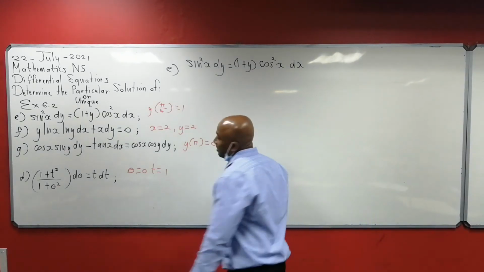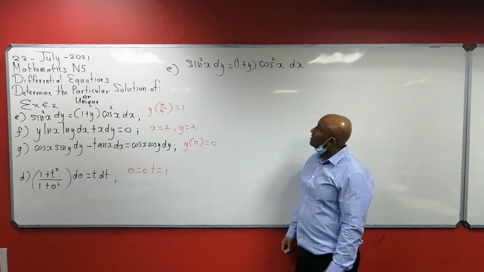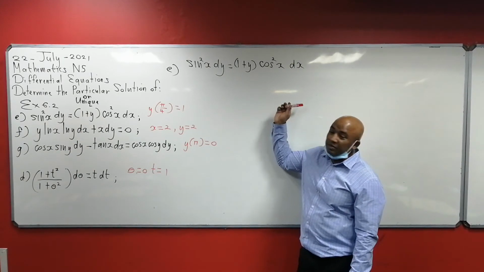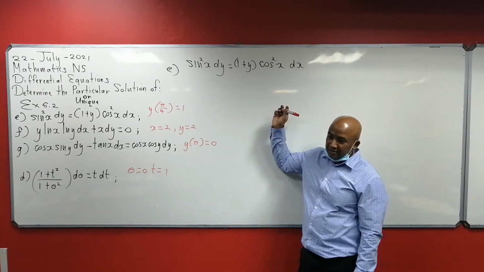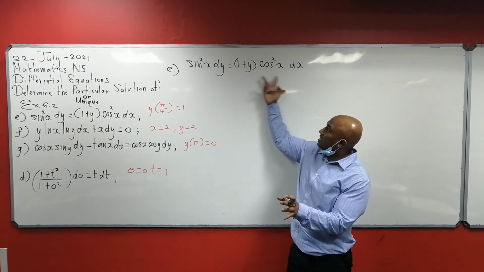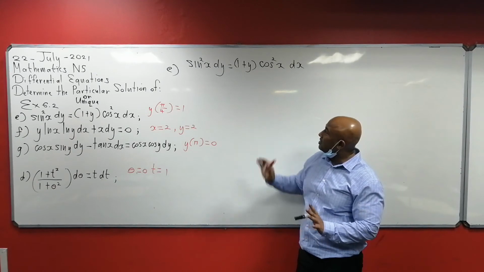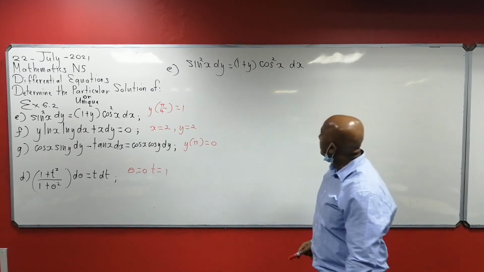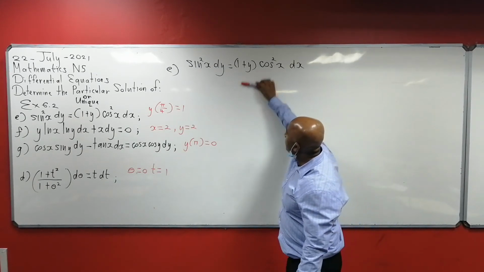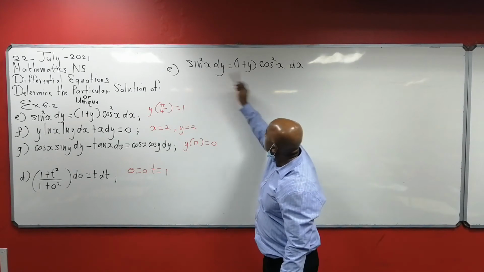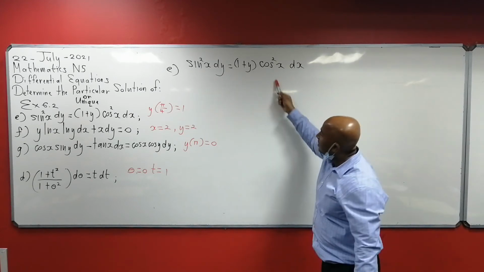Alright, so this one, we've got just one term on the left, one term on the right. It's multiplication here, so it's regarded as one term. So we can divide to separate the variables. All I have to do is divide by 1 plus y, and then divide by sine squared.